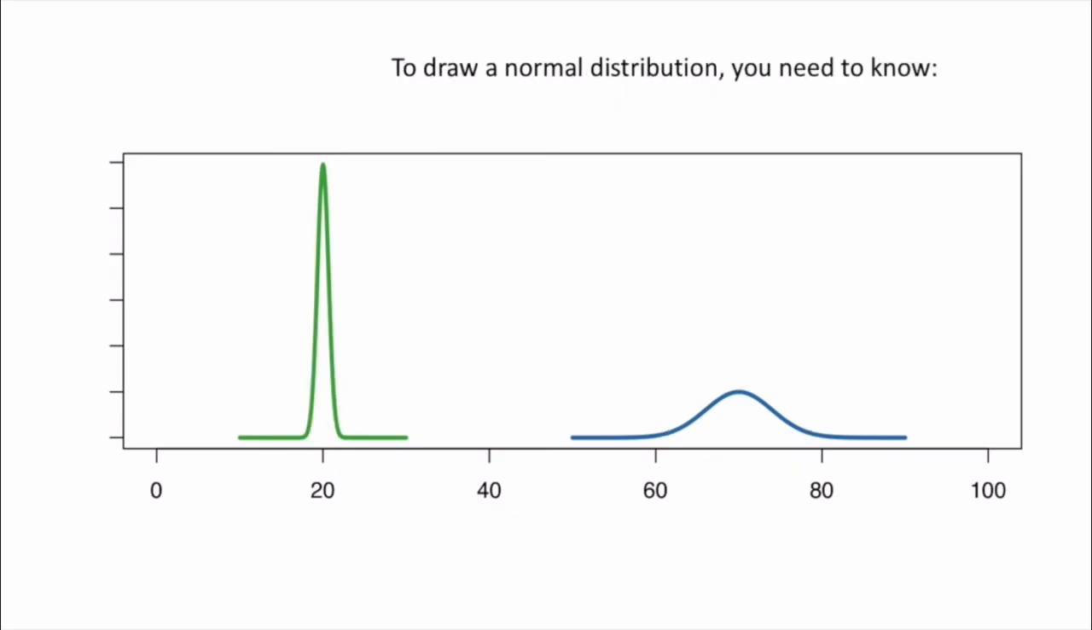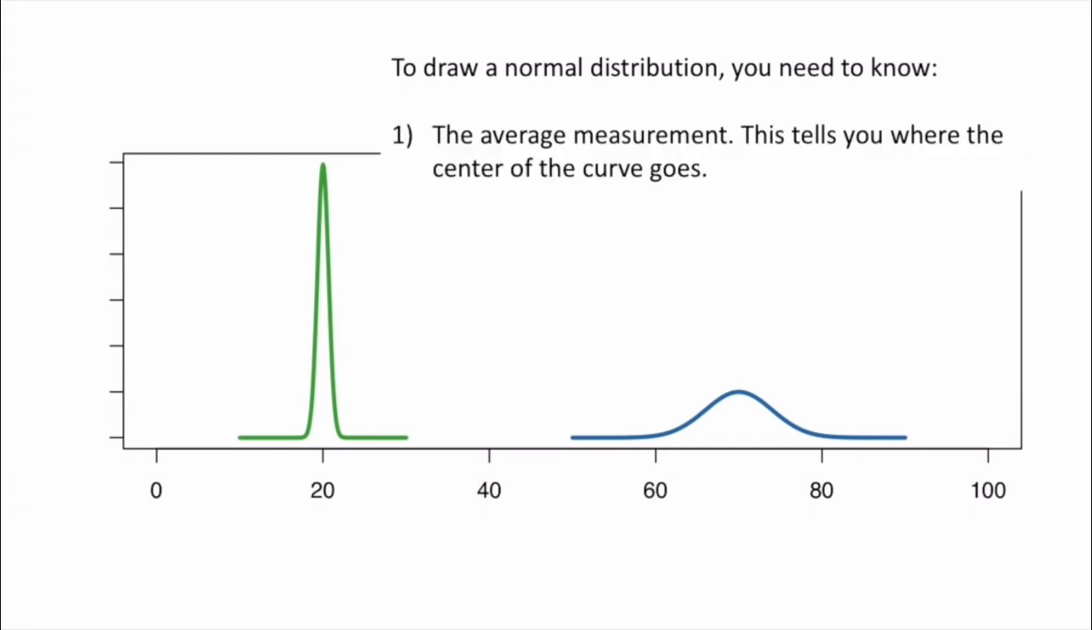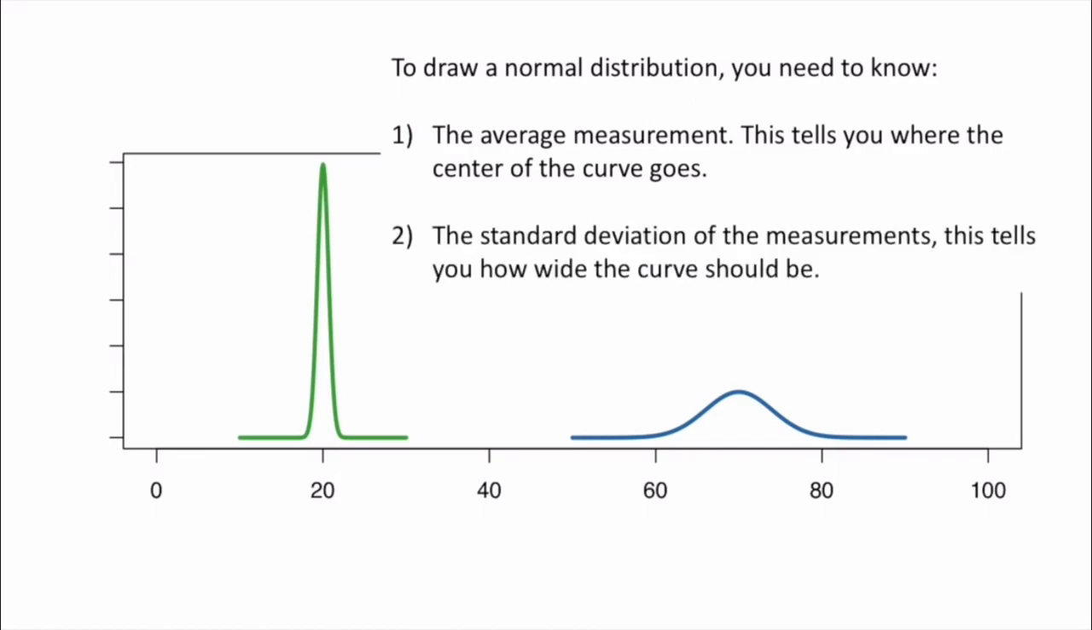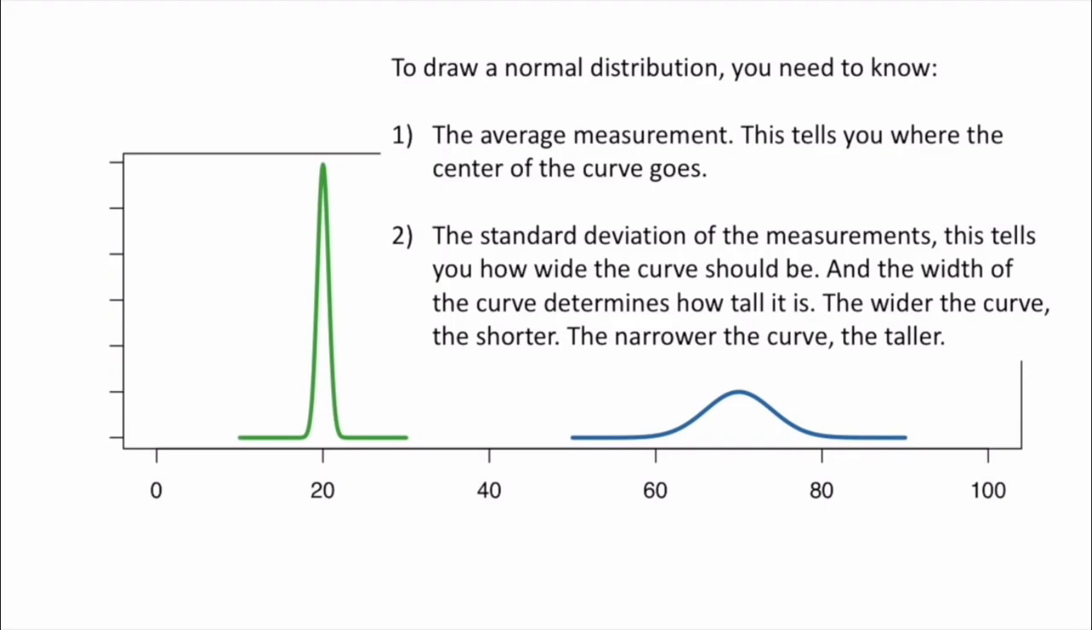To draw a normal distribution, you need to know: 1. The average measurement. This tells you where the center of the curve goes. 2. The standard deviation of the measurements. This tells you how wide the curve should be. And the width of the curve determines how tall it is. The wider the curve, the shorter. The narrower the curve, the taller.